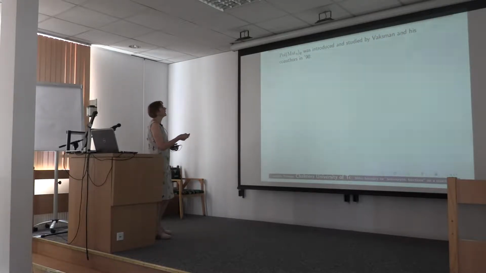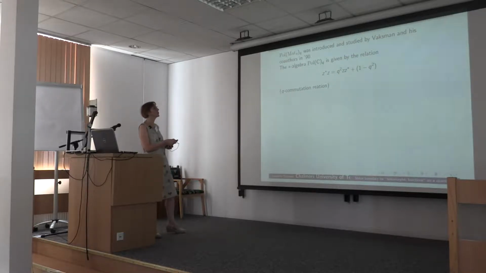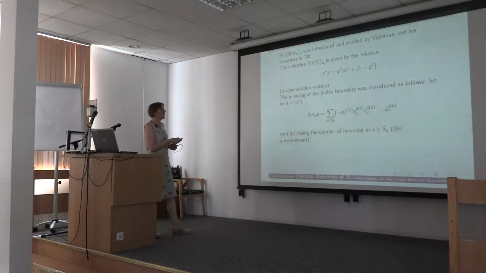So as I told, this algebra was introduced and studied by Waxman in his courses in the 90s. If I take n to be equal to 1, this is a quite well-known object, called the quantum disk, or q-commutation relations. This algebra is generated by just one generator satisfying this relation. Its representation theory is known, and the universal C-star algebra of this object is also well known.